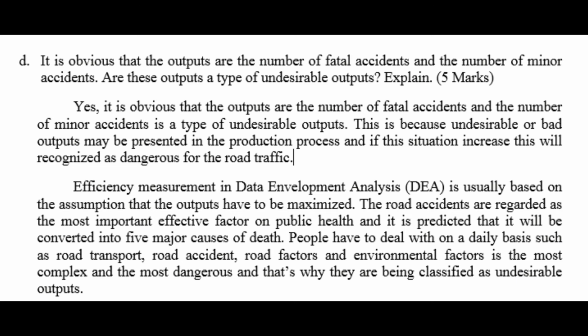Okay, question 1D. The question is, it is obvious that the outputs are the number of fatal accidents and the number of minor accidents. Are these outputs a type of undesirable output? Explain. The answer is yes, the number of fatal accidents and the number of minor accidents is a type of undesirable output. This is because undesirable or bad output may be presented in the production process, and if this increases, it will be recognized as dangerous for the road traffic.